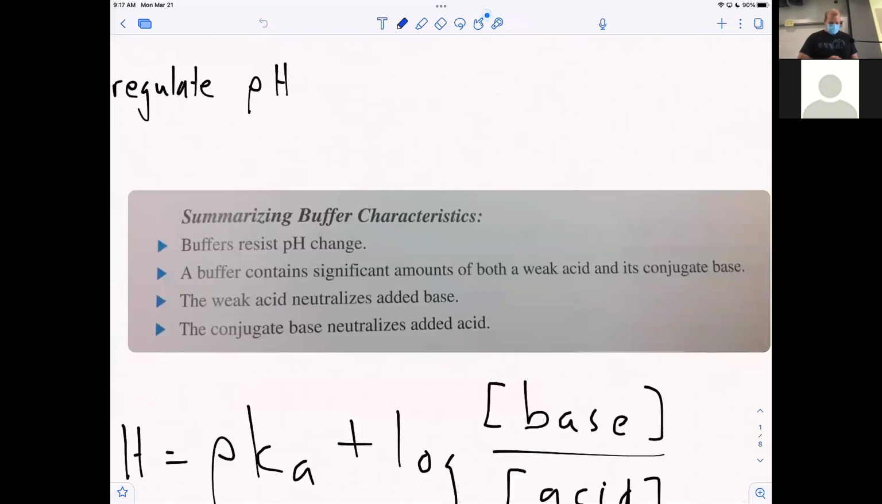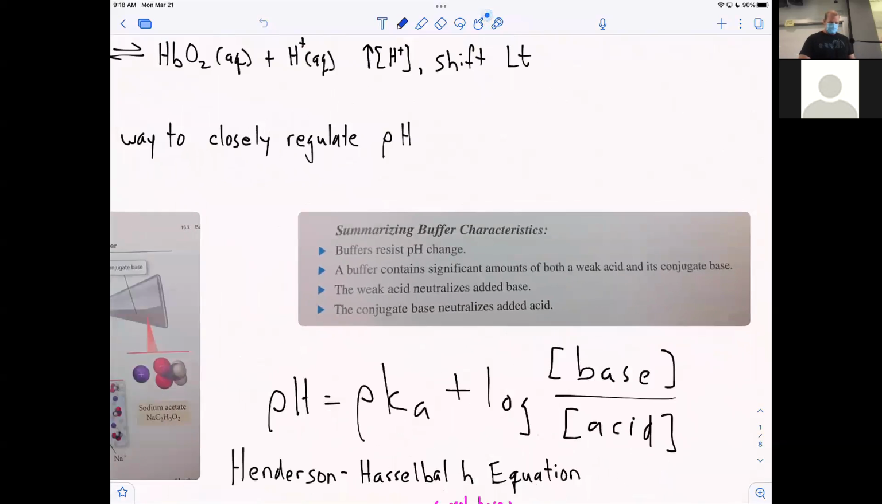Where the buffers come from is a weak acid and its conjugate base, or a weak base and its conjugate acid, but most of the buffers, at least the ones we use, are usually in the acidic range. So weak acid, conjugate base. Because of this, if you add base, the acid will neutralize the base. If you add acid, the conjugate base will neutralize it.